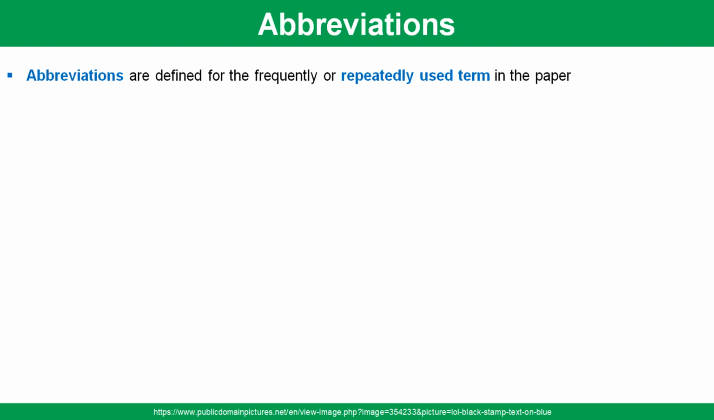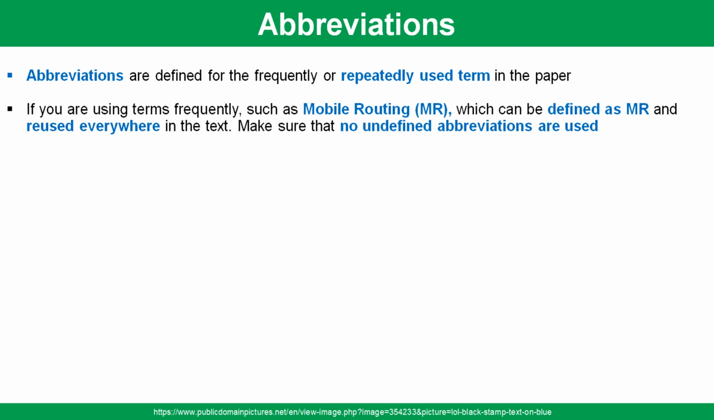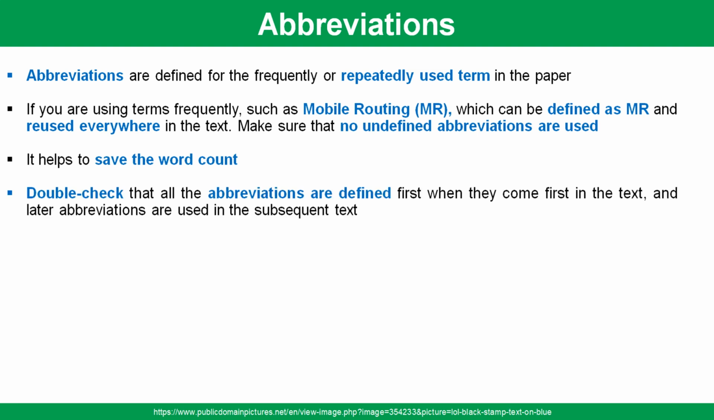Abbreviations are defined for frequently or repeatedly used terms in the article, such as here, mobile routing is defined as MR and reused. This practice helps save the word count and enhances the readability by streamlining the text. Ensure that all abbreviations are defined when they first appear in the text and later consistently reused throughout the paper. Perform a dedicated round of proofreading to verify the accuracy and consistency of all the abbreviations.